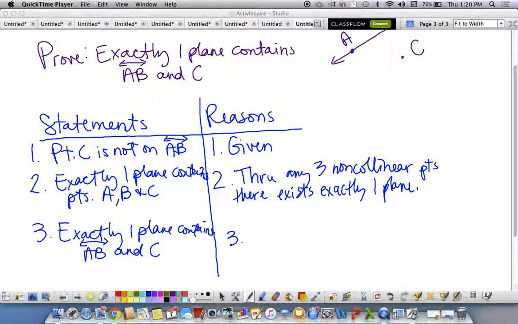Okay, does everybody see? Up here, they talk about points A and B. Down here, they're talking about line AB. What did they change? Why can they do it? What postulate, what theorem, what definition, what property, what reason can they do that? Other than just because they felt like it. That's not a reason.